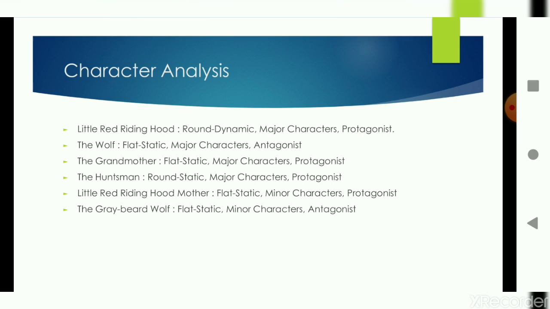In the story, we have Little Red Riding Hood, who is the major character, the protagonist, and has a round and dynamic characterization. Why round? Because she showed some bravery from the beginning of the story. When she met a wolf, she was not at all afraid of him.